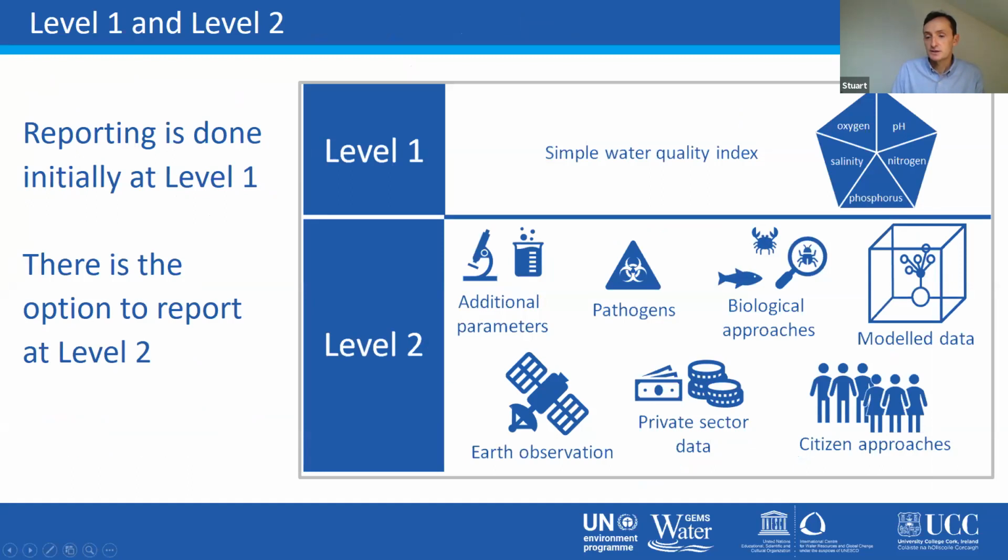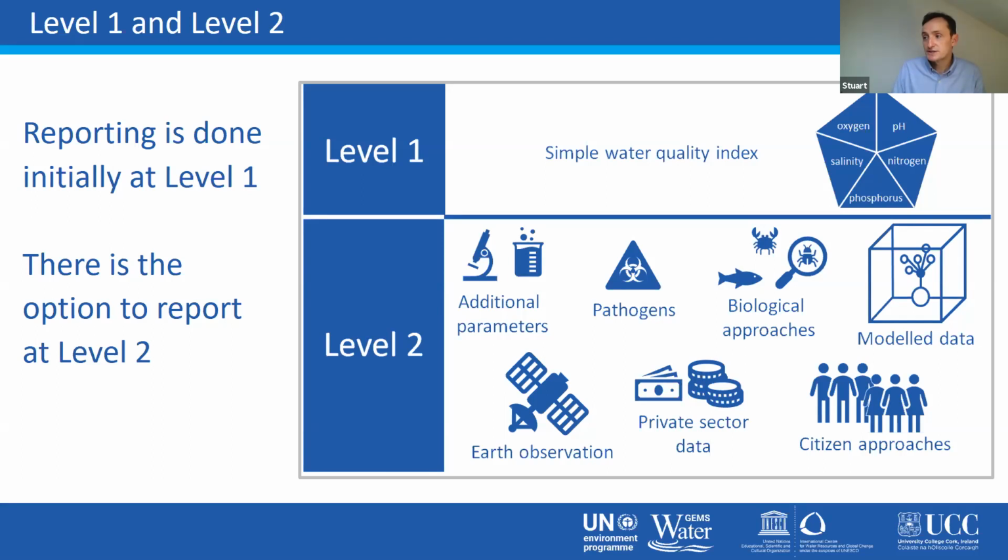The last concept that I want to talk about is level 1 and level 2. Now in 2017, we focused just on the level 1 reporting. So these are the five core parameter groups. But for this year, we're introducing the level 2 concept. And this is essentially any other water quality data that can be used for classifying a water body as either good or not good. So countries may, for example, choose to report on additional parameters, which may be linked to a particular activity within a catchment of a water body, for example, mining or agriculture.